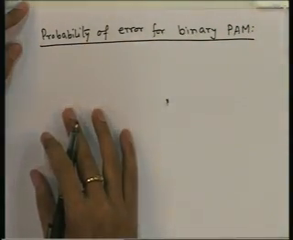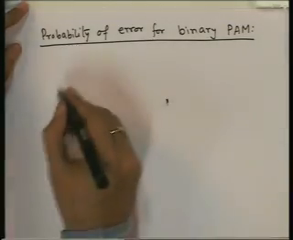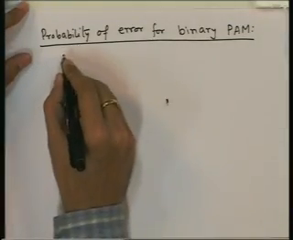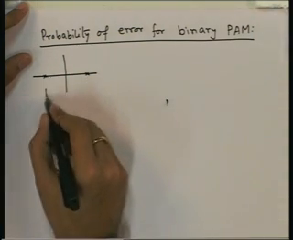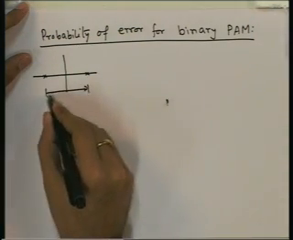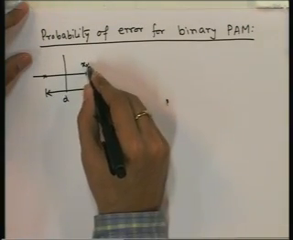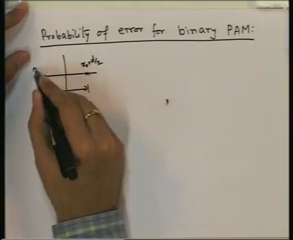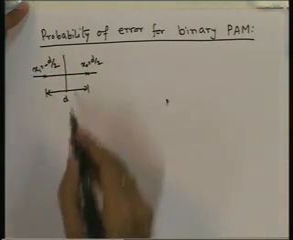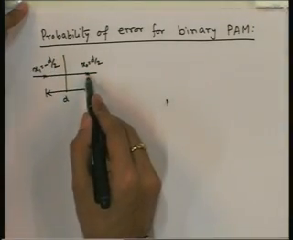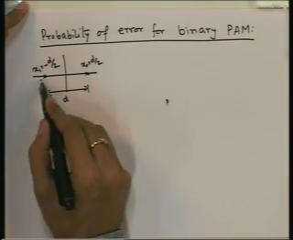Binary PAM. So, we are transmitting one of these 2 points, suppose this distance is d. So, this is basically x naught equal to d by 2 and x 1 is minus d by 2. If we transmit this, we will receive somewhere nearby. If we transmit this, we will receive some point somewhere nearby.